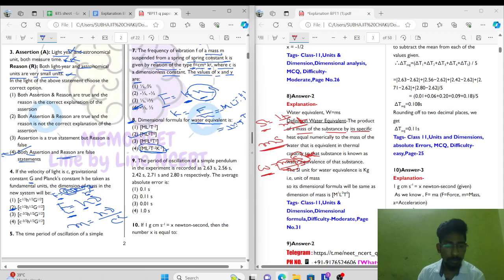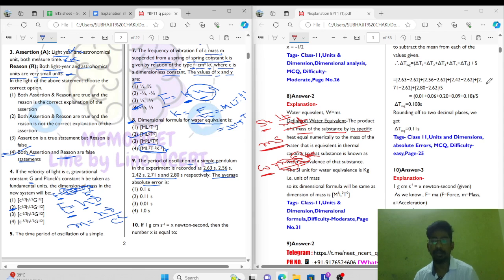Okay, now question number 9, the oscillation of a pendulum. There are 5 data given: 1, 2, 3, 4, 5. We need the average absolute error. First of all, this is a very simple average; I think you know how to calculate the average. First of all, add the values and divide by 5, the number of experiments, or the number of values we have taken.